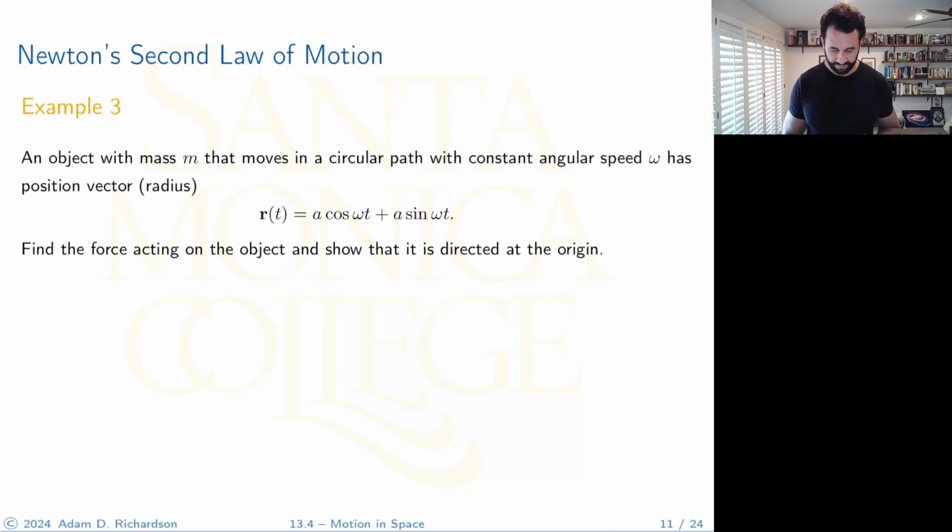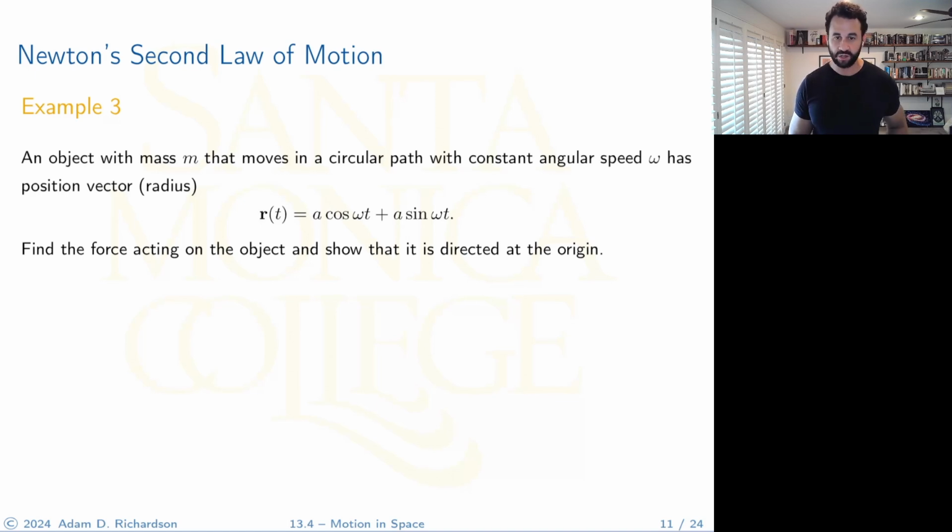All right, here we go. So let me think about this. You've got an object with mass m, it's moving in a circular path, constant angular speed omega, and it has this position vector. So the first thing is this position vector makes sense because this is basically the formula for a circle, right? This is the parameterization of a circle, cosine and sine. And then a is basically the radius of that circle.